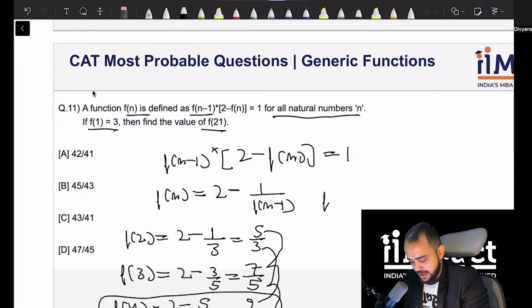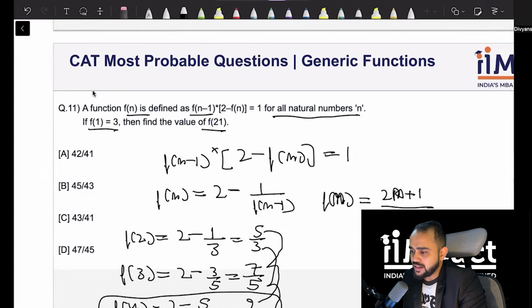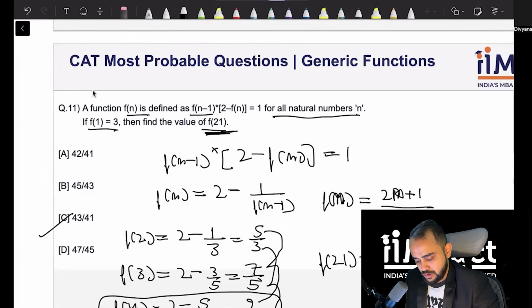I can write f of n is equal to 2n plus 1 upon 2n minus 1. So if n is 4, f of 4 is 2 into 4 plus 1, that is 9, divided by 2 into 4 minus 1, that is 7. So this guessing works for me. They are asking me for f of 21. So f of 21 is going to be 2 into 21 plus 1 divided by 2 into 21 minus 1. So that is 43 by 41. Option number C.